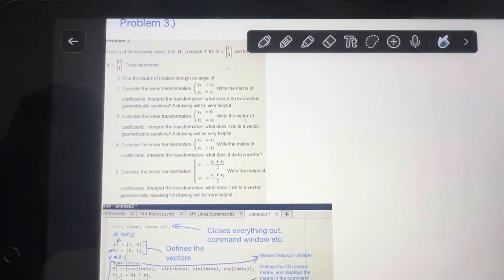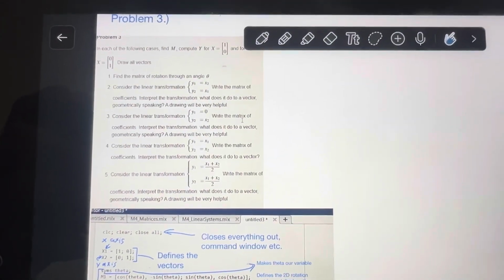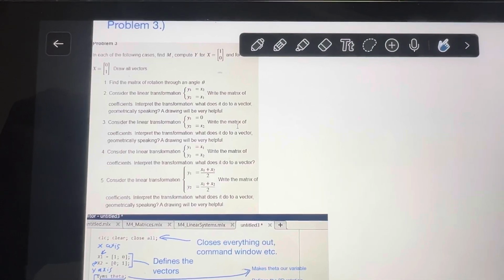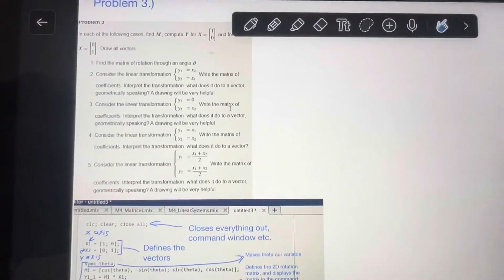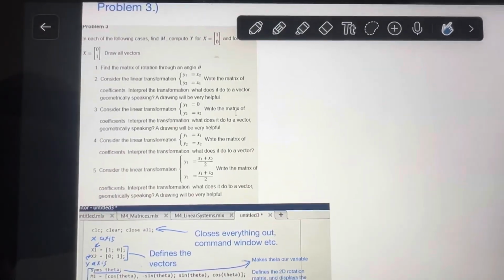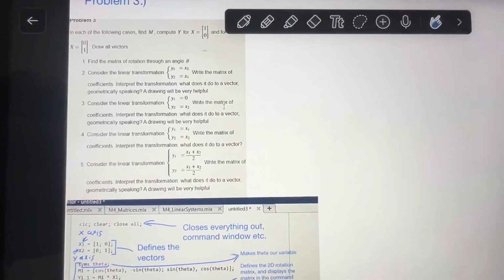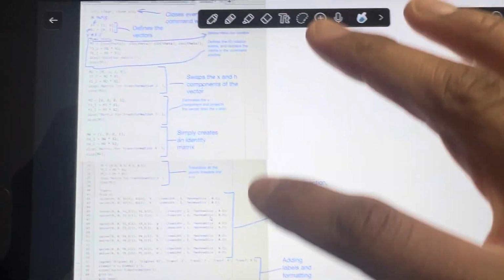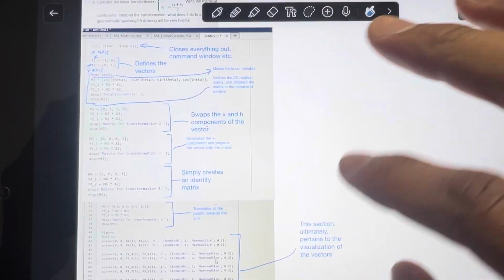Okay, so here we have the problem statement for problem 3. I am not going to read the entire problem statement and all the 5 questions that it has because I have a lot to explain with my code in addition to that, but feel free to pause it and check it out. Okay, so first and foremost, here's my code for problem 3. Then I'll go ahead and explain it section by section.